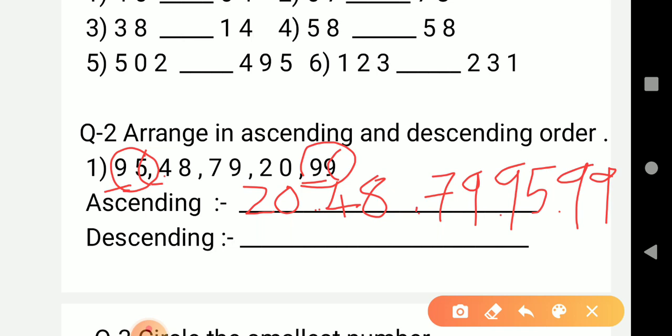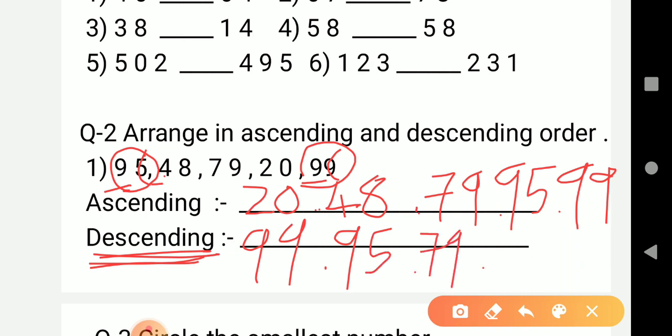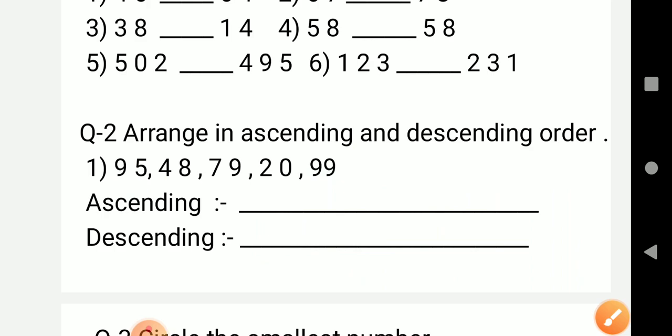Now if you want to convert it into descending order, write the numbers from bigger to smaller. So first we write the biggest number 99, then 95, then 79, then 48, then 20. Understood? So this is the ascending and descending order of the numbers.